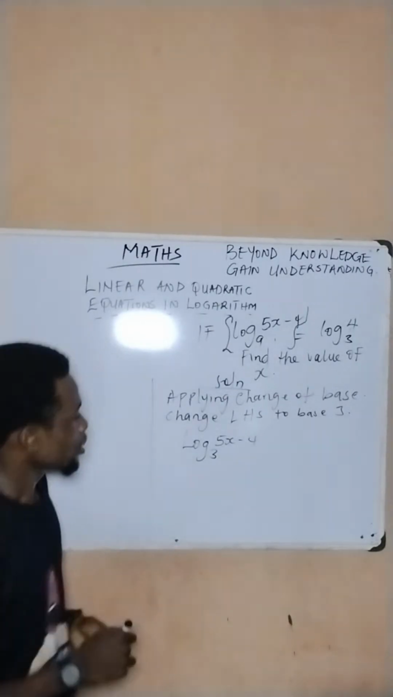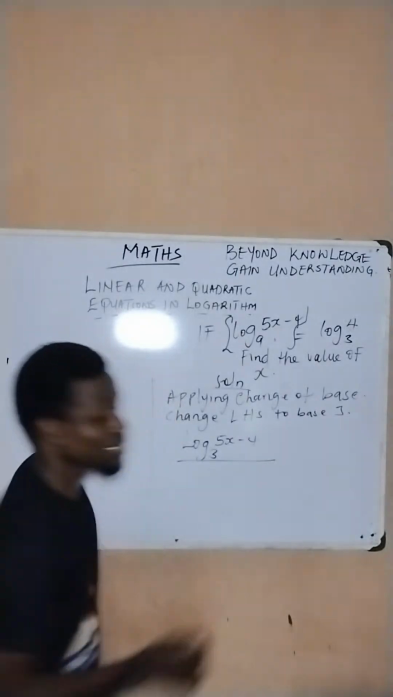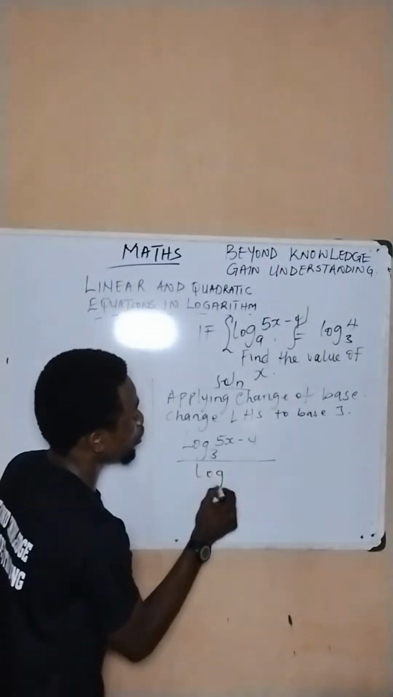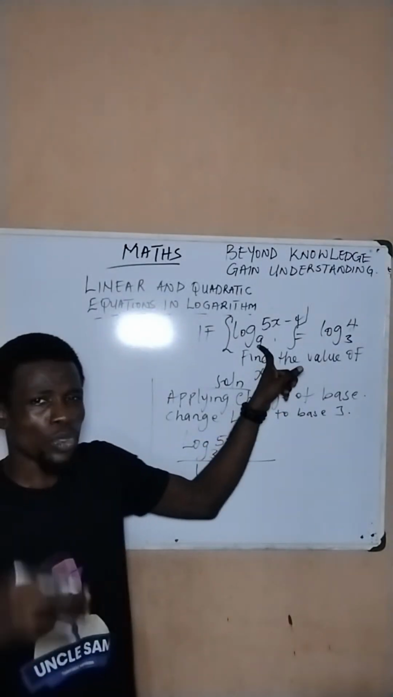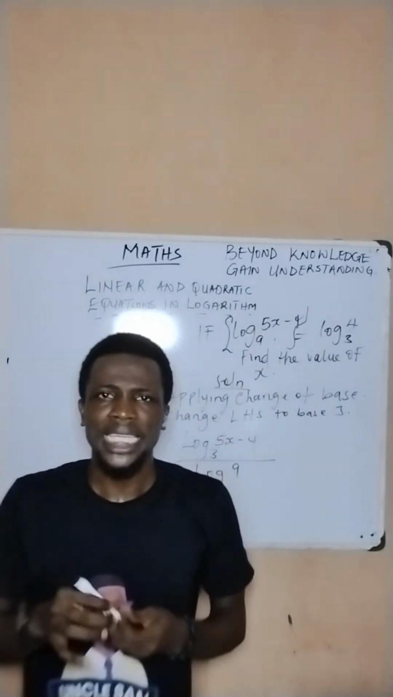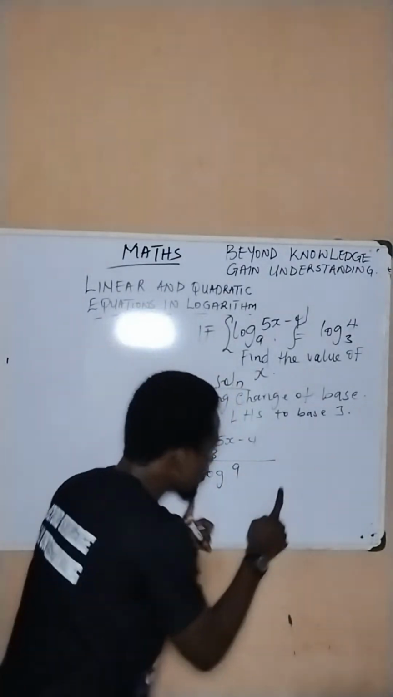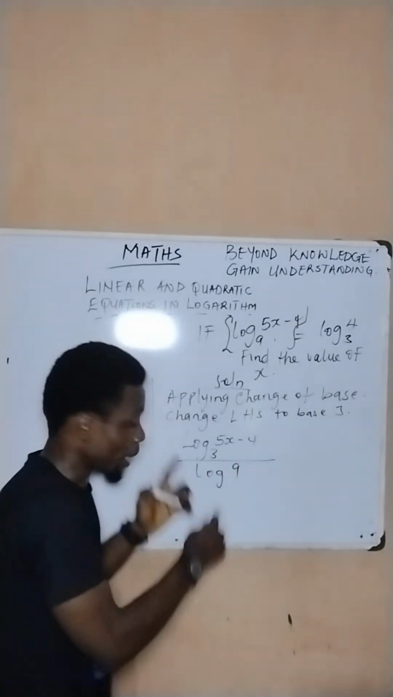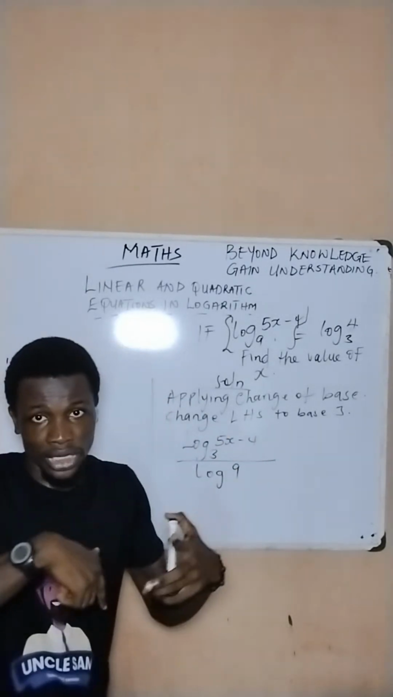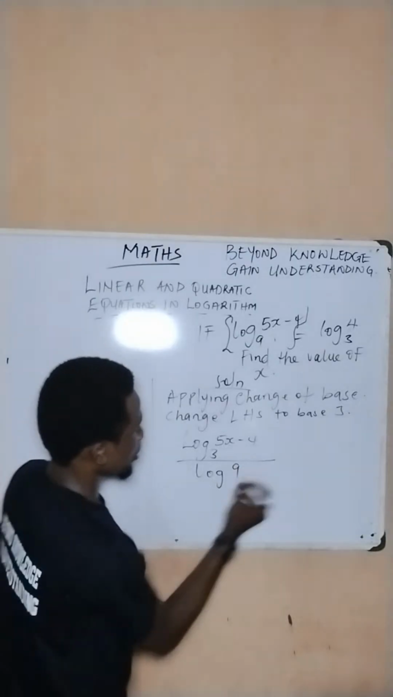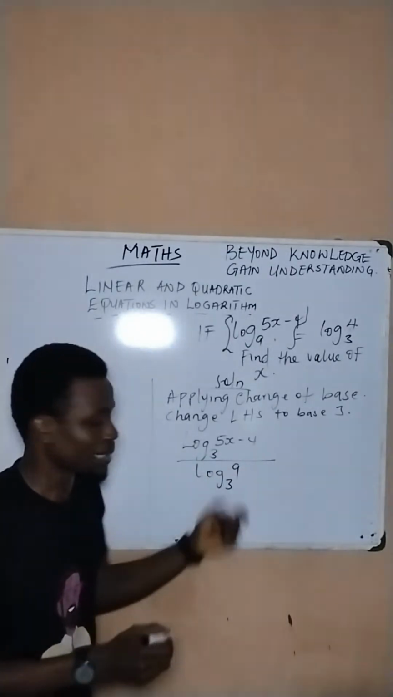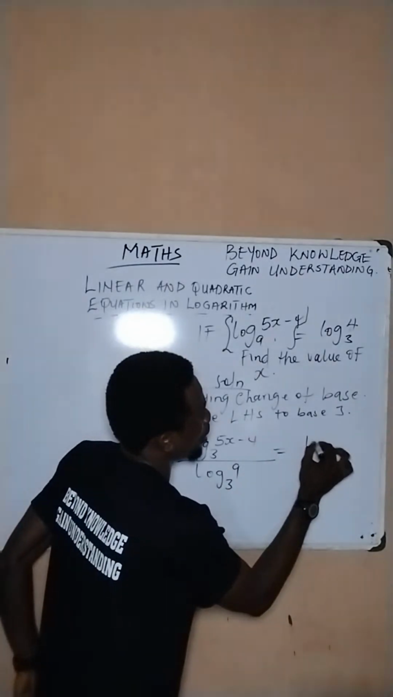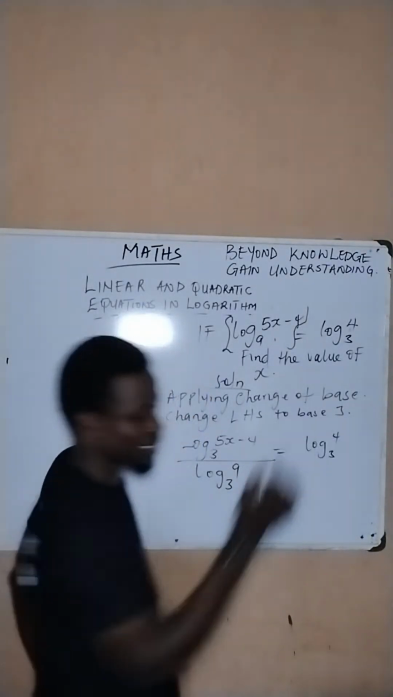So let's go. Now that I've done this, this is how you apply the change of base system, divided by the log of 9. Remember, 9 was originally the base, but because I'm applying a change of base, this is what it turns out to be. It now becomes a log divided by the log of the original base. You get the idea? So to the base of 3. Now you see that both of them are now in base 3. I've changed it to base 3. Equals log 4 base 3.